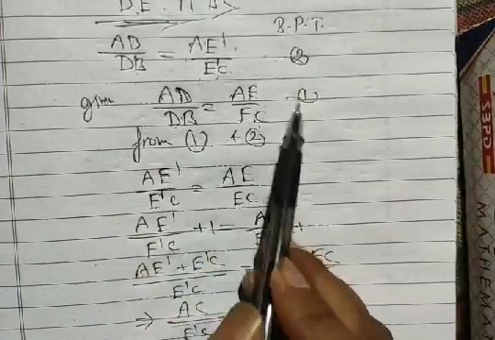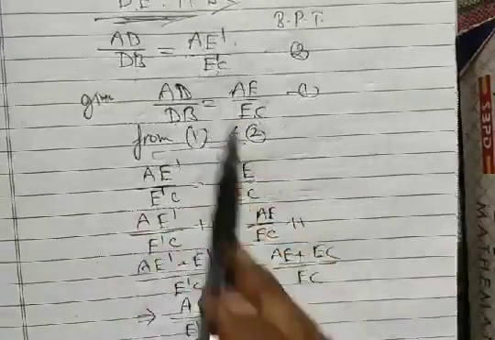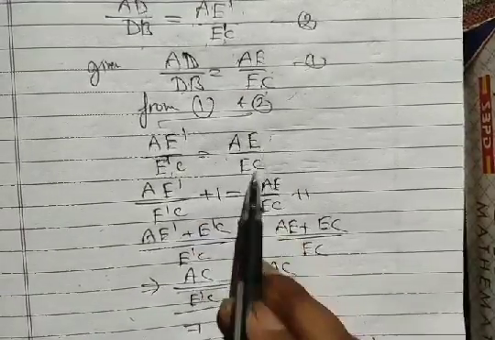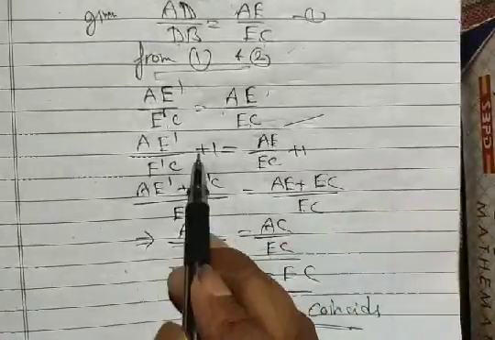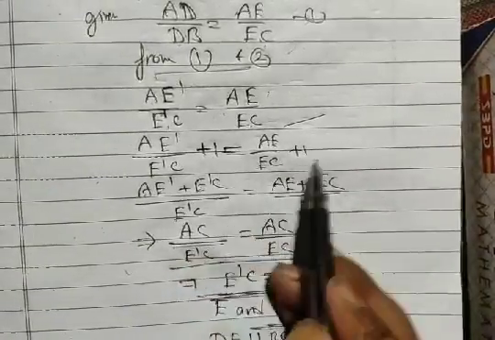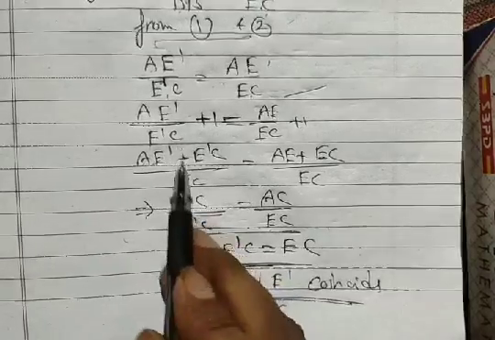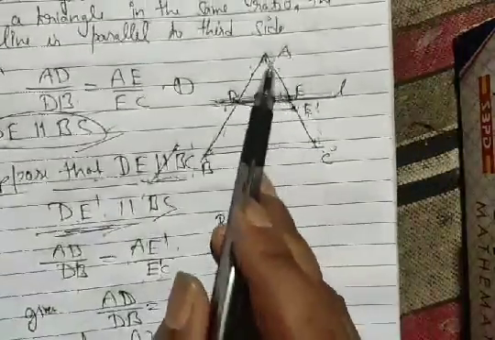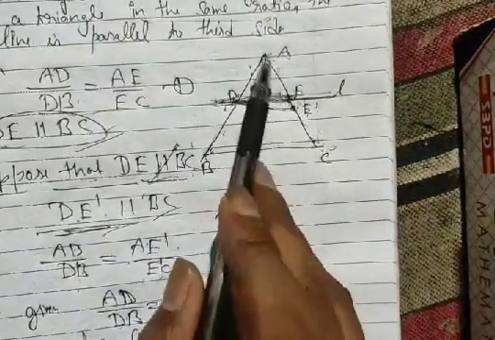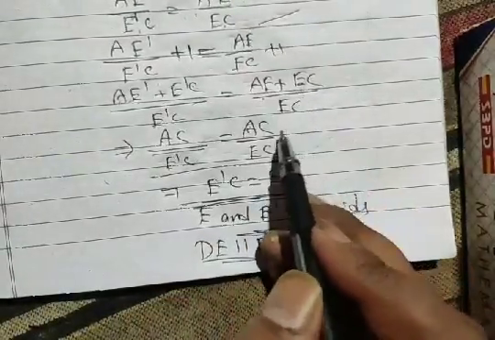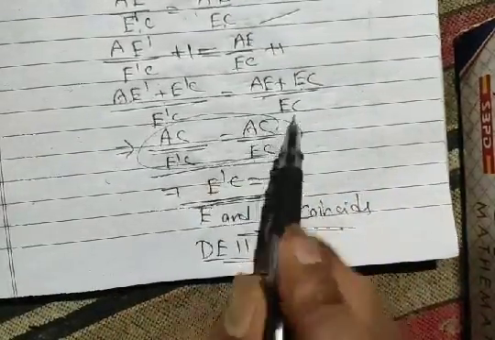Then by using 1 and 2, our right hand sides are equal. Now we have AE prime by E prime C equal to AE by EC. After that we add 1 on both sides and take the LCM, where we show that AE prime plus E prime C is equal to AC. Similarly, we can show that AE plus EC is also equal to AC. Then by this ratio, what do we get?